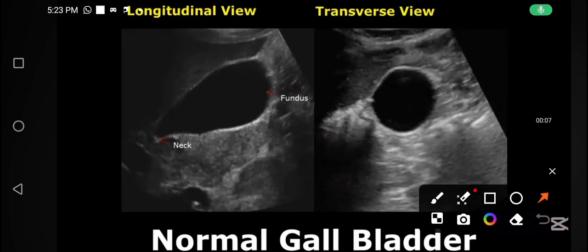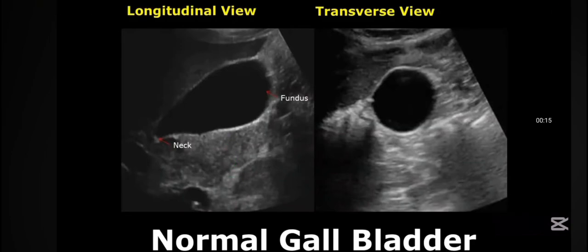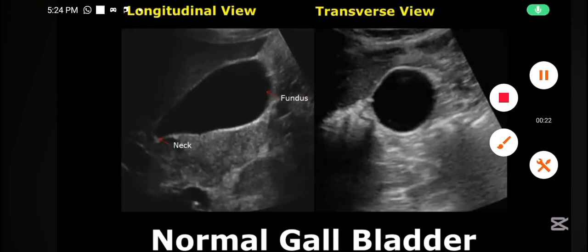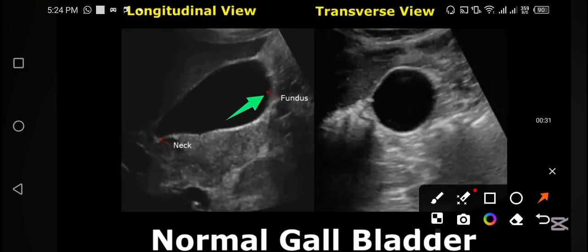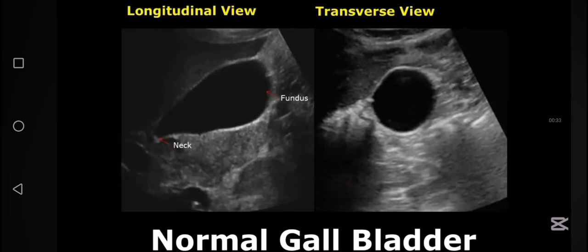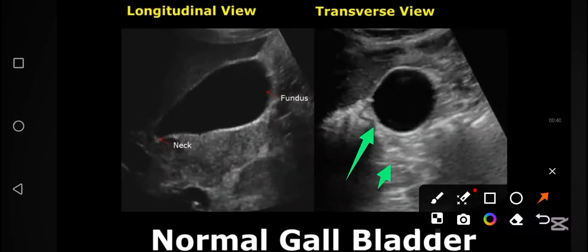The normal gallbladder has an anechoic lumen with hyperechoic walls, and here is the neck of the gallbladder, and over here is the fundus of the gallbladder, and the central part is the body of the gallbladder, and this is the transverse view of the gallbladder.